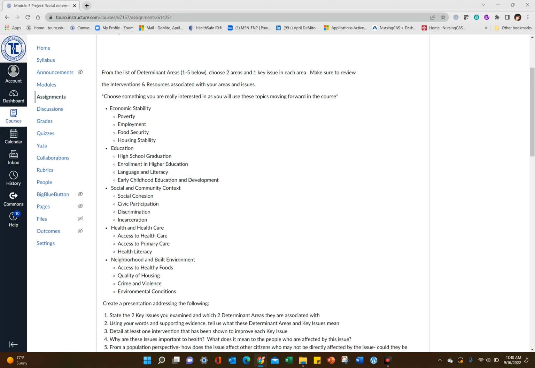Now let's look at neighborhood and built environment. Do your patients have access to healthy foods? In the inner cities, this can be a problem. There are food islands out there where people don't have ready access to healthy, wholesome foods, fresh fruits and vegetables. Perhaps the only access they have is the McDonald's on the corner. Well, that's not so healthy, is it? But perhaps we can fill some of those gaps. Quality housing, crime and violence, which is out of control, and environmental conditions.